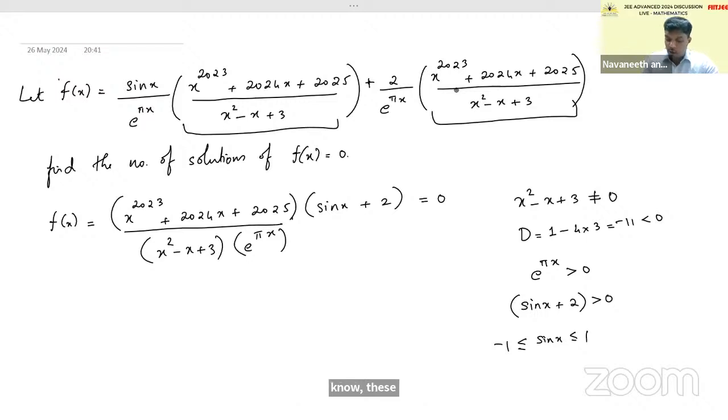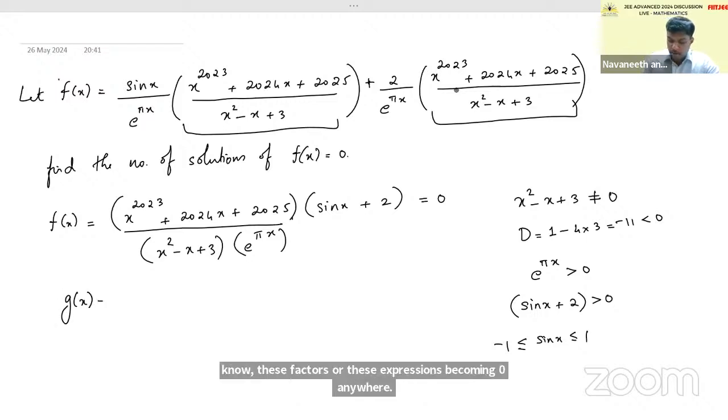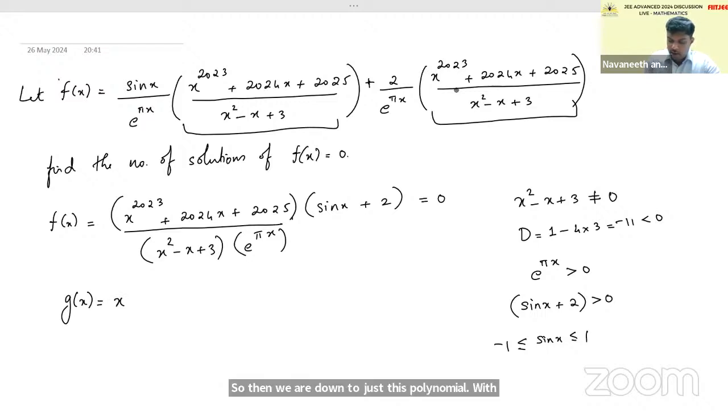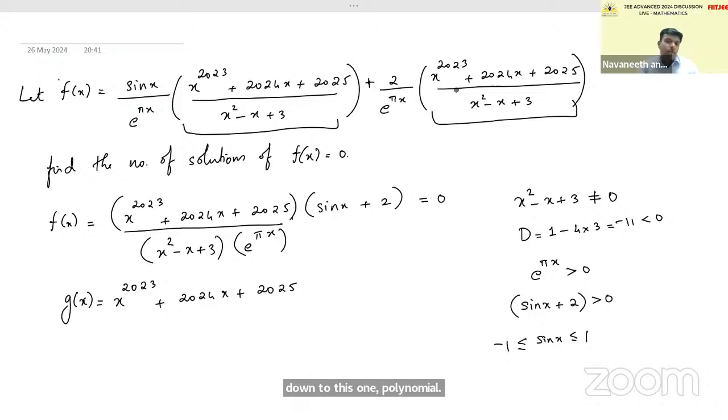So then we are down to just this polynomial, which, let's call it g of x, as x^2023 plus 2024x plus 2025. So we are just down to this one polynomial, and we need to find out the number of real roots of this polynomial. How do we go about that?